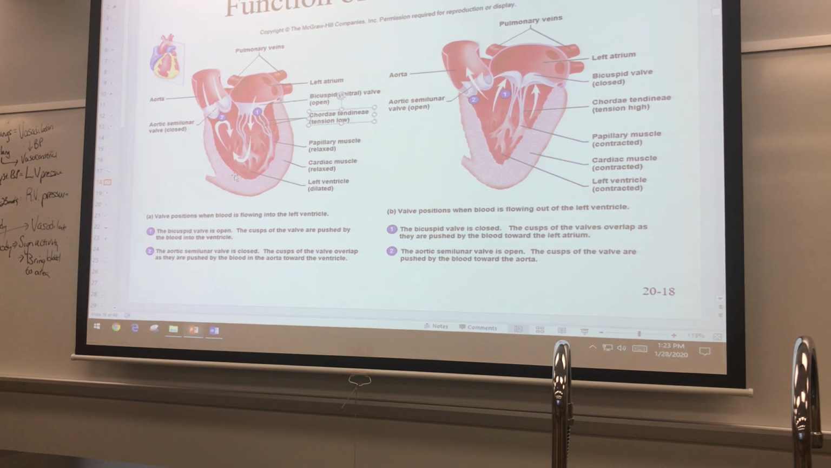The contraction of the ventricles starts at the tip. As it starts from the tip, it squeezes upwards. Why is that important? Well, that's where the aorta is. The aorta is above the ventricle.